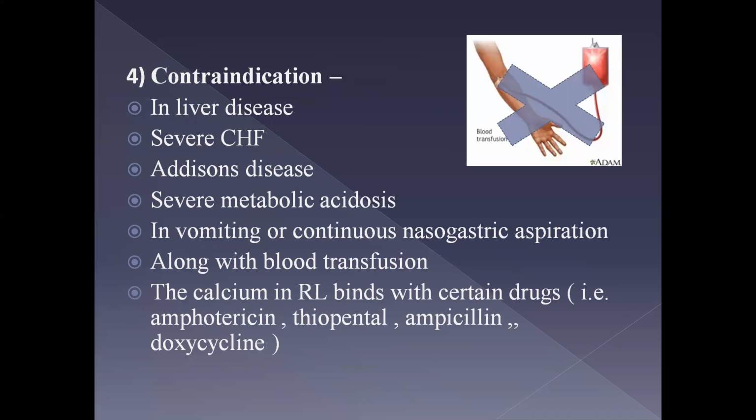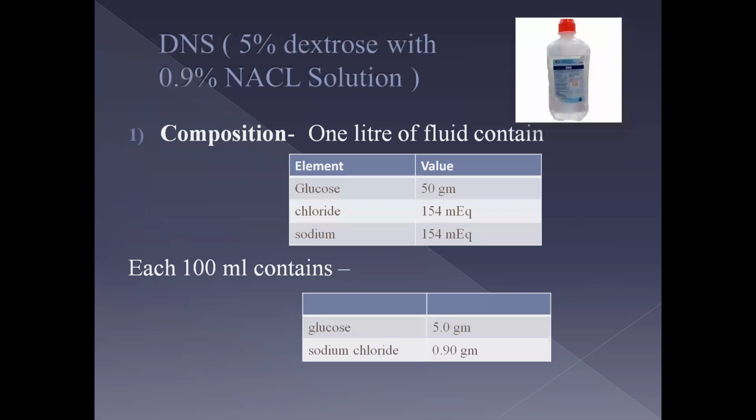Now, what are the contraindications of Ringer lactate? Liver diseases, severe CHF, Addison's disease, severe metabolic acidosis, vomiting or continuous nasogastric aspiration, along with blood transfusion. The calcium in RL binds with certain drugs, that is amphotericin, thiopental, penicillin, or doxycycline. So we can't use RL there.